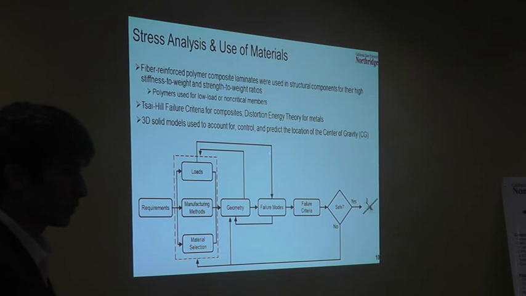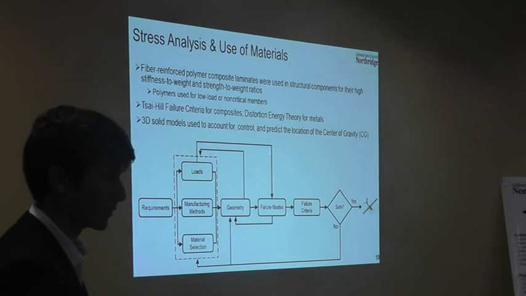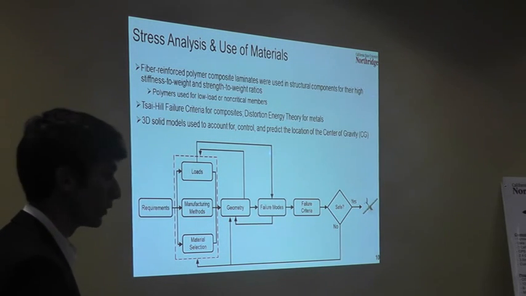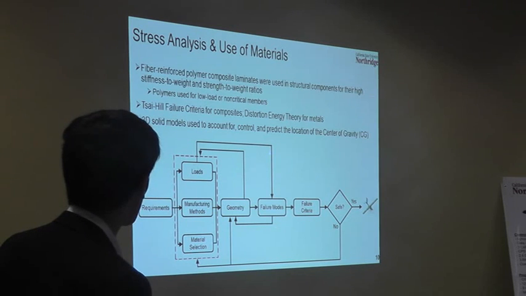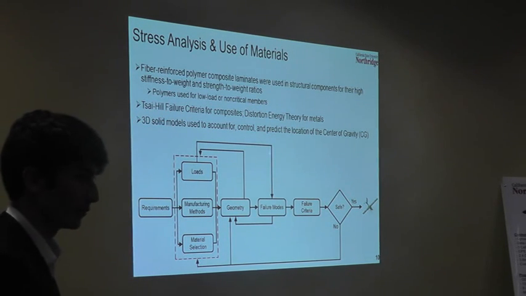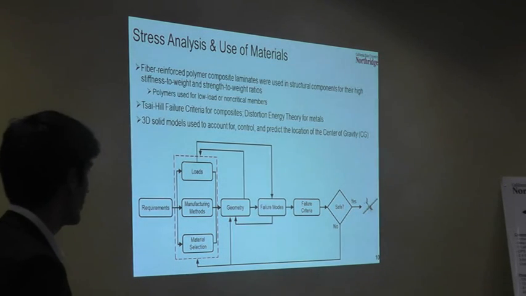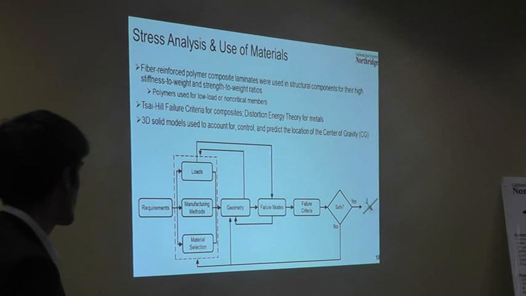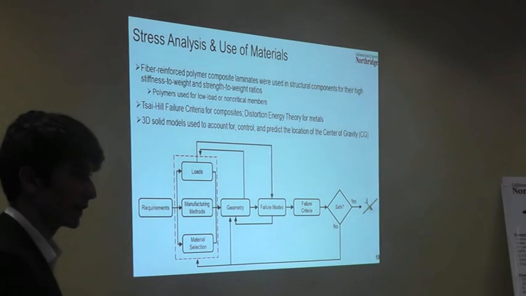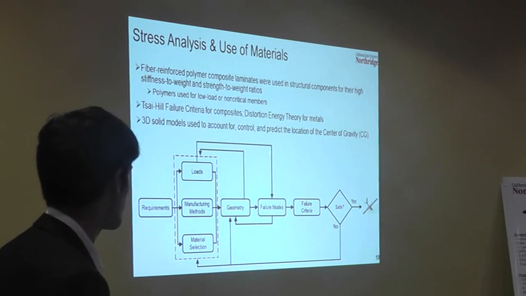So we used composite laminates for major structural components for their desirable strength and stiffness, and we used polymers and simple woods for low load or non-critical members. We used the Tsai-Hill failure criteria for composites and the distortion energy theory for ductile metals. We used 3D solid models and accurate weight assignments to control, predict, and account for the center of gravity in our aerodynamic design and our structural analyses, which were coupled.